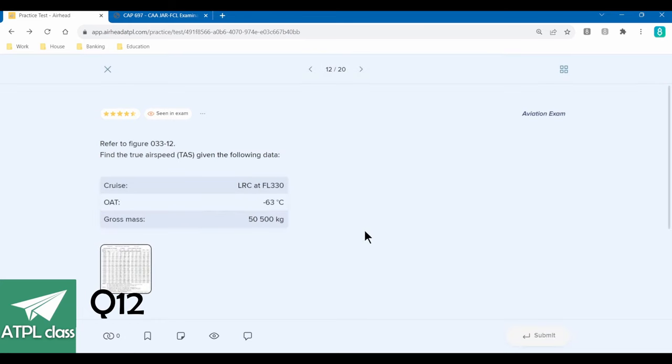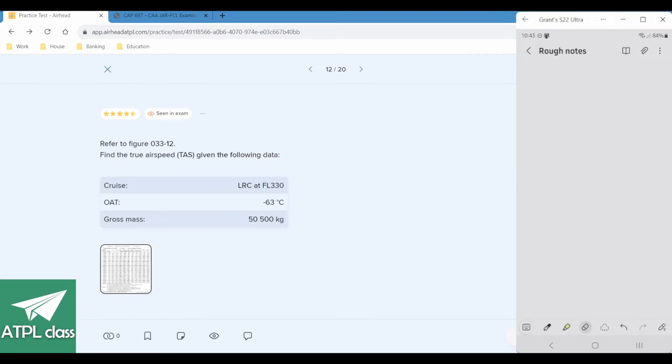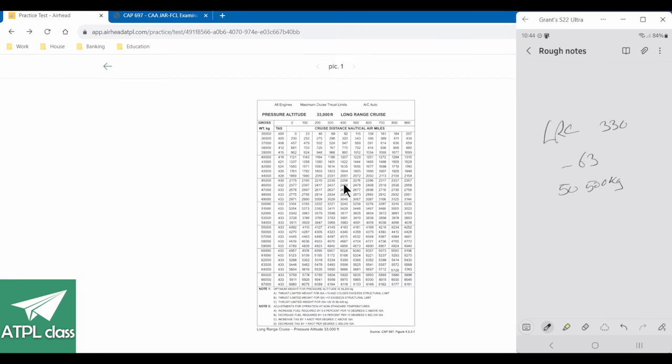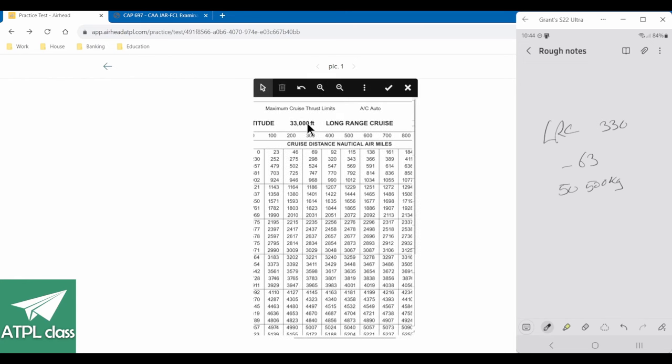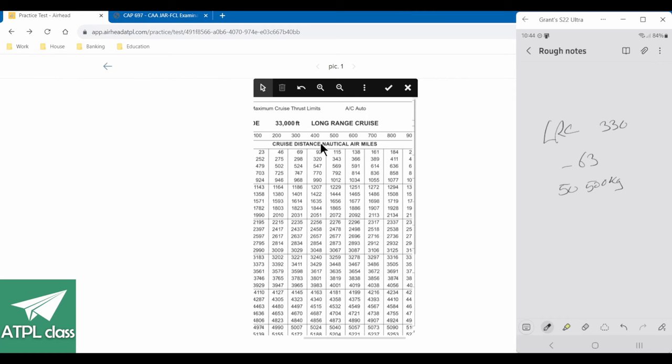Refer to this figure. Find the true airspeed given the following data. Again, I'm just gonna quickly write this stuff down so that when I look at the graph, it makes sense. So long range cruise, 330, minus 63, and 50,500 kgs. Quite weird, slightly off numbers, which makes me think there might be some corrections in here. So long range cruise at 330. We are at 33,000 feet, long range cruise.